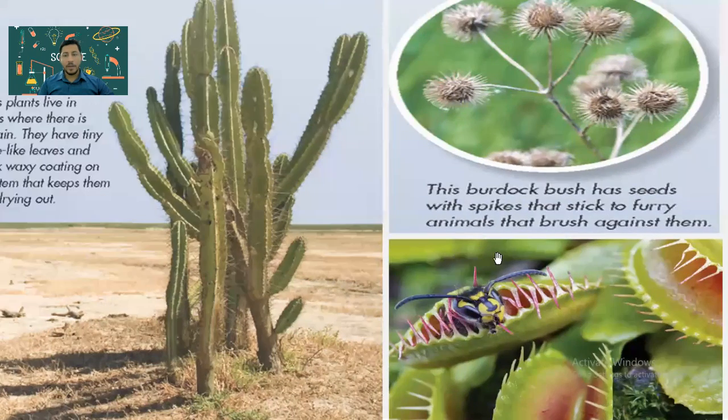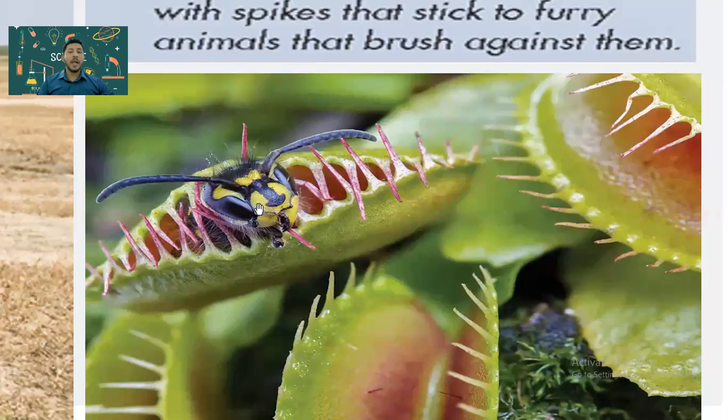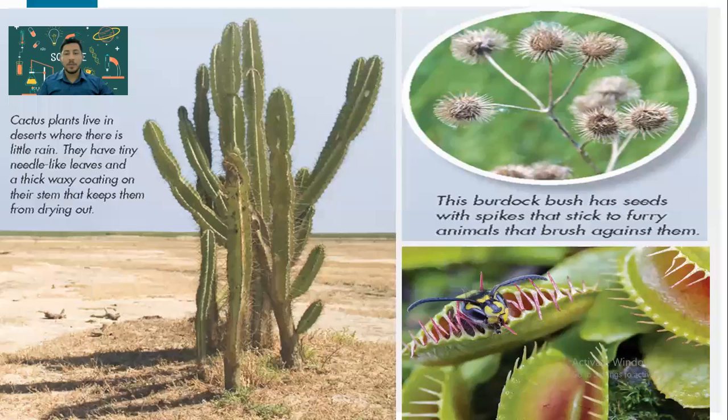And here, the Venus flytrap can catch insects also, the same way as the sundew, to take the nutrients it needs from them.